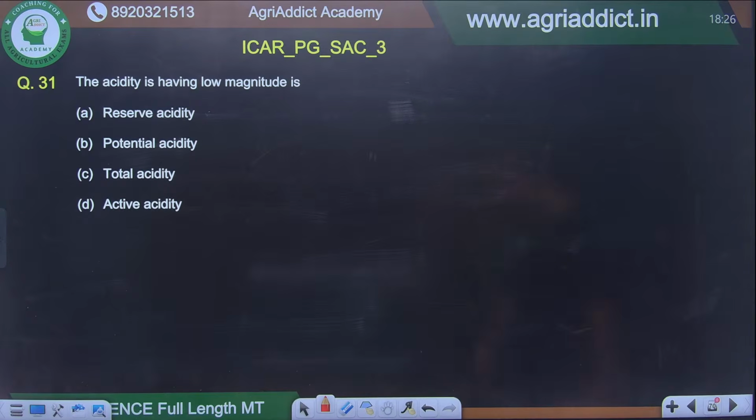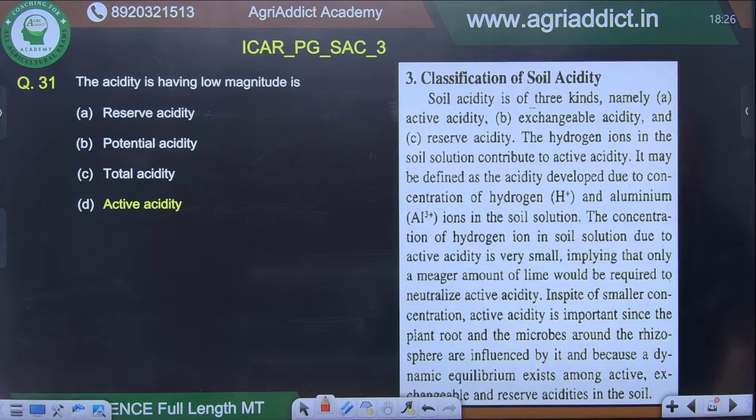I can see option D. Yes, all of you are correct. Here we have directly taken from old ISSS. Here you can see what are the types of acidity. Everyone, all of us know that.